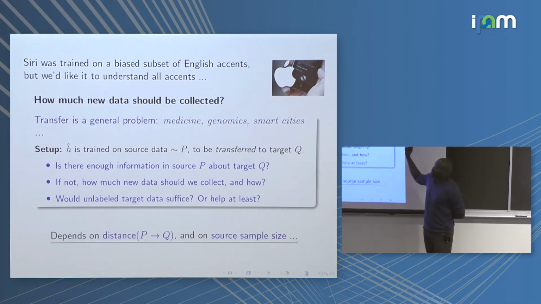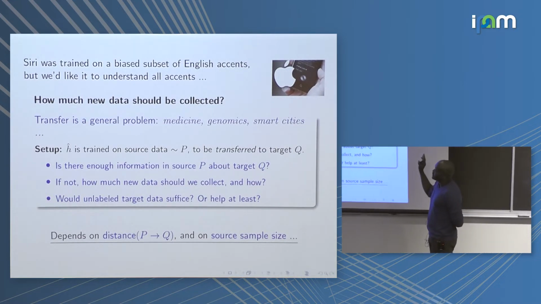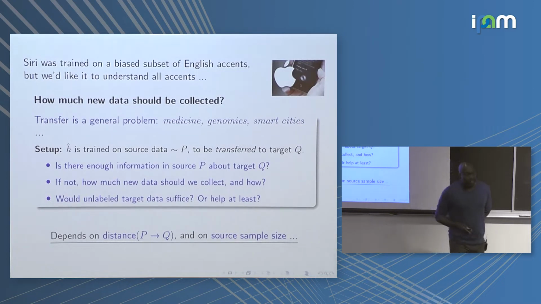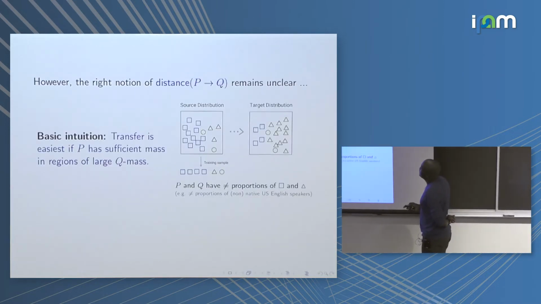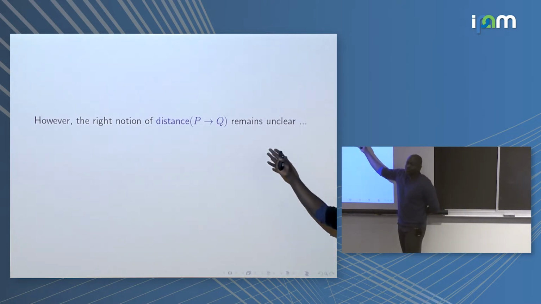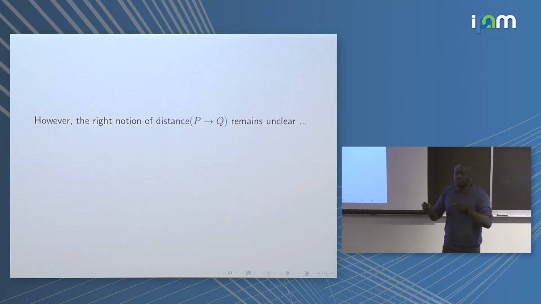Again, transfer is a very general problem, and there are tons of heuristics out there to attack it. However, theoreticians have only started looking at it about 7 to 10 years ago, and we still don't have basic answers to these very basic questions. So we'll try to start giving some answers to these questions. First is the notion of distance. What notion of distance do we want between P and Q? What notion of distance captures the performance limit of transfer?